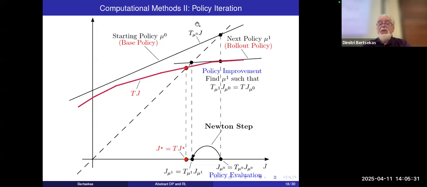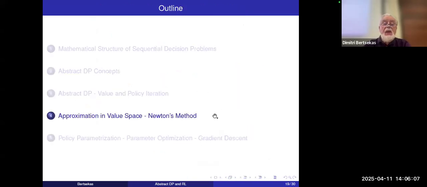So that's policy iteration. It's a basic method, both for reinforcement learning and for, obviously, dynamic programming. And the connection with Newton's method here, if you do multiple iterations, you're going to obtain the full-fledged Newton's method, not just a single Newton step. Okay, so now I'm going to go into reinforcement learning. And first, approximation in value space and Newton's method, how it manifests itself in the context of reinforcement learning.